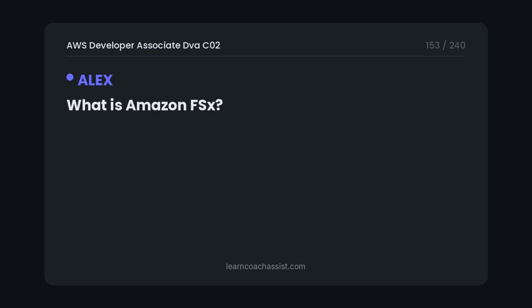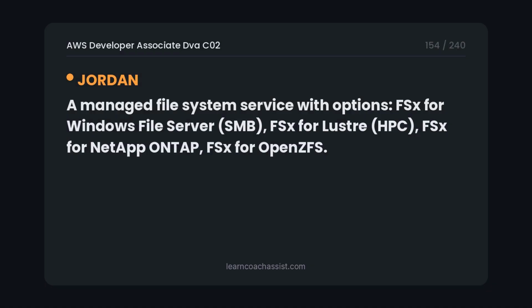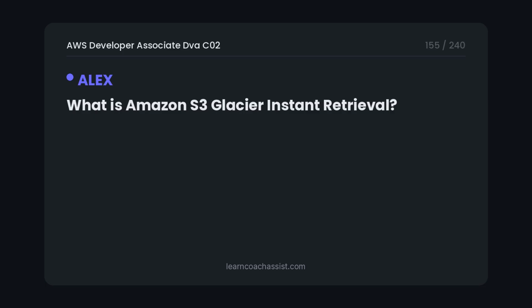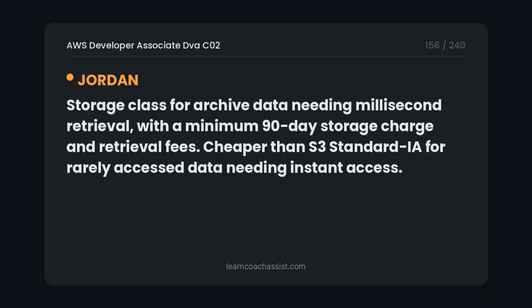What is Amazon FSx? A managed file system service with options: FSx for Windows File Server, SMB, FSx for Lustre, HPC, FSx for NetApp ONTAP, FSx for OpenZFS. What is Amazon S3 Glacier Instant Retrieval? Storage class for archive data needing millisecond retrieval, with a minimum 90-day storage charge and retrieval fees. Cheaper than S3 Standard-IA for rarely accessed data needing instant access.